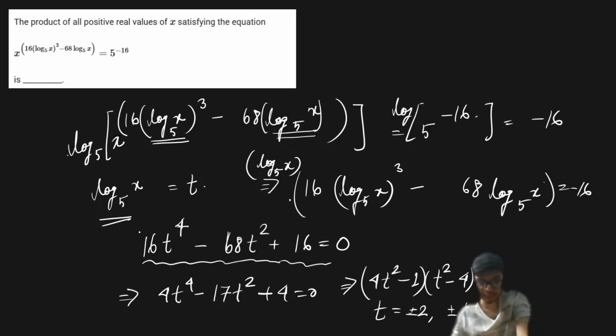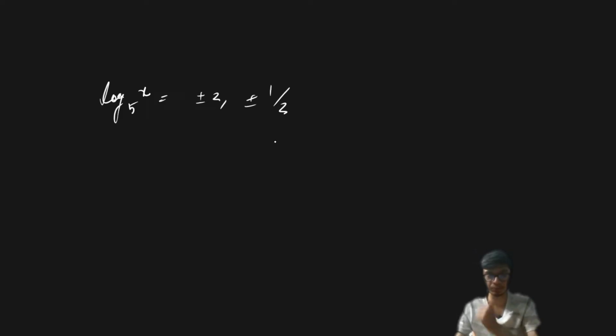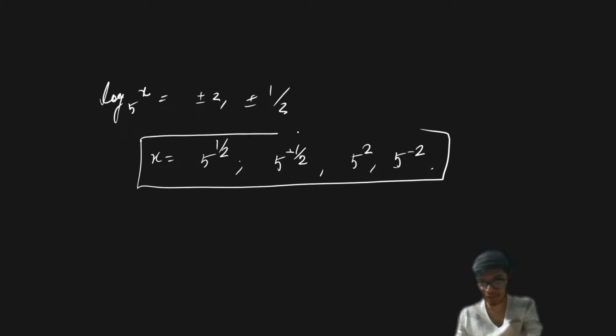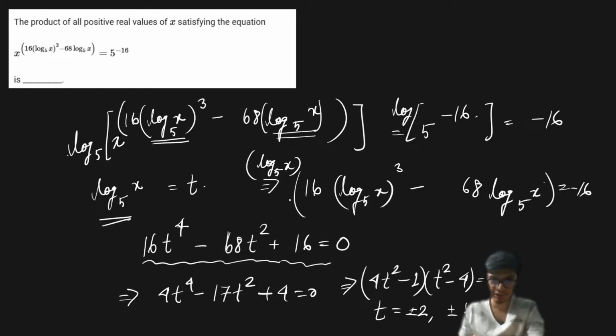Now we have to look for all the possible real values of x. Once we get the value of t, log x base 5 is equal to plus minus 2 or plus minus 1 by 2. From this we get the values of x as follows: 5 to the power 1 by 2, 5 to the power minus 1 by 2, 5 square, or 5 to the power minus 2. These are all the possible values of x, obtained by equating the solution of t with log of x.